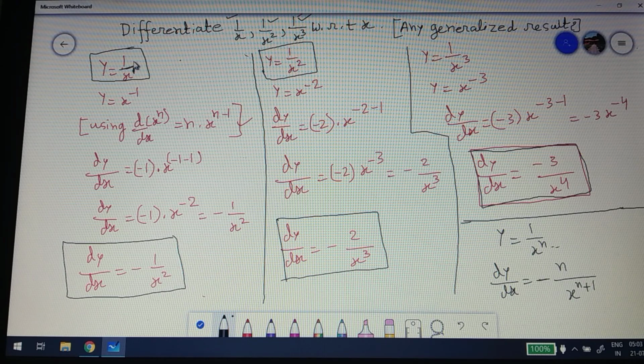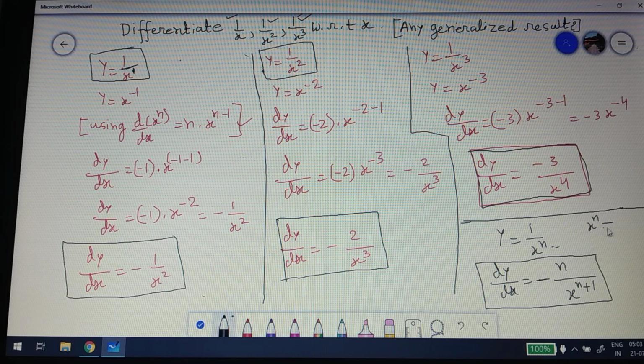When 1 upon x, then 1 upon x to the power 1 plus 1, that is 2. When 1 upon x square, then it is minus 2 upon x to the power 2 plus 1, that is 3. Similarly when it is x to the power n, then minus n upon x to the power n plus 1. So this can be taken as the generalized result.